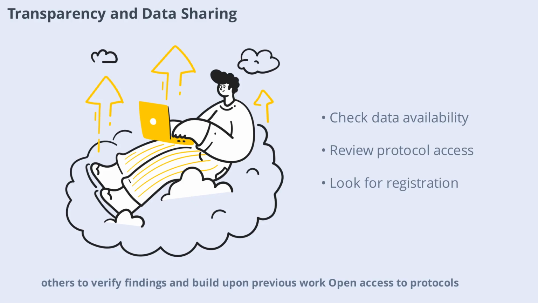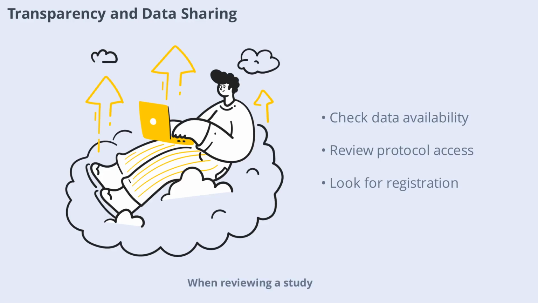Transparency in research methods and data sharing allows others to verify findings and build upon previous work. Open access to protocols, raw data, and analysis code increases trust in the conclusions. When reviewing a study, check whether the authors provide access to their data and methods and whether the research is registered in a public database.